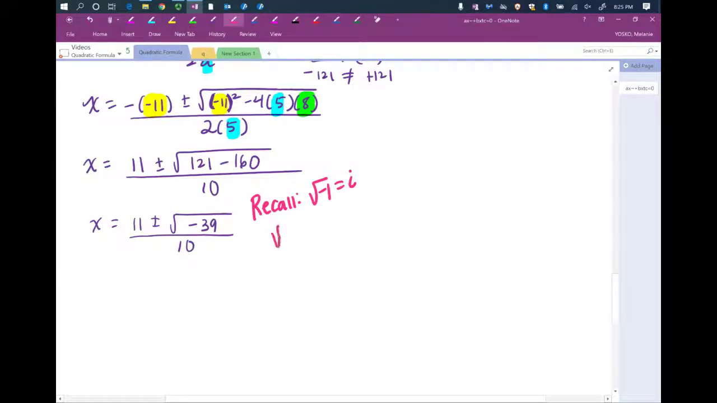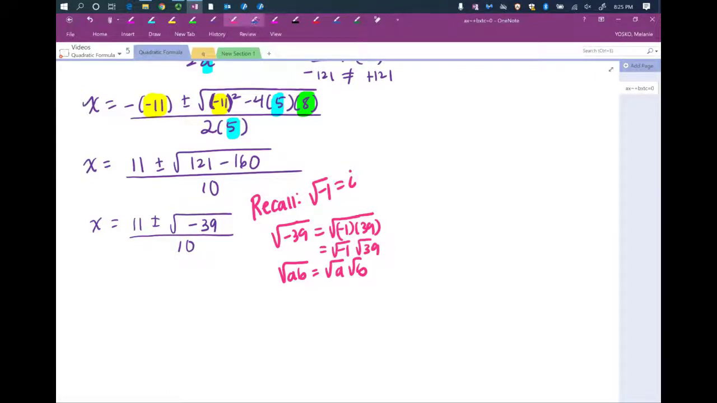So here we have the square root of negative 39. Well, we have a rule from algebra that says the square root of a times b is equal to the square root of a times the square root of b. So this can be rewritten as the square root of negative 1 times 39. But that is the same as the square root of negative 1 times the square root of 39. And then we see that this square root of negative 1 is equal to i right there.